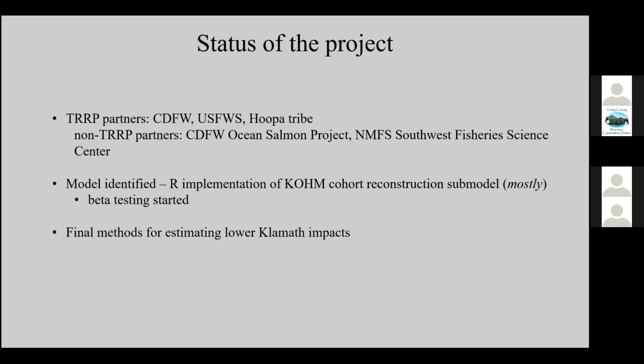But suffice to say that for now, we're looking at a model that's nearly identical to the cohort reconstruction submodel that's used in the Klamath Ocean Harvest Model. That's the KOHM acronym on the screen there. And it's been implemented in the R statistical programming language. The KOHM has been used to manage the combined Klamath Trinity stock for decades. So using this model means that estimates we generate and any subsequent analyses that come from those will be consistent with broader management of this stock.